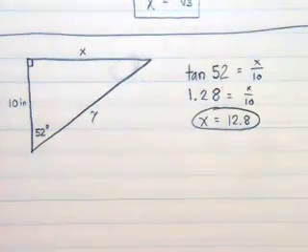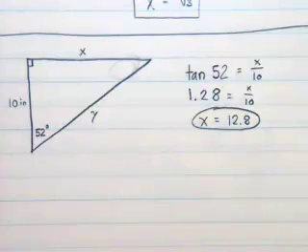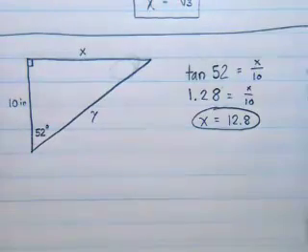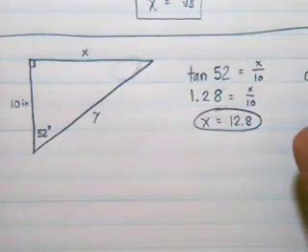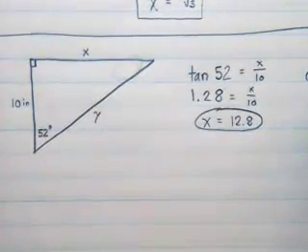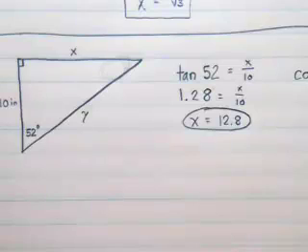All right. Can somebody give me another equation for finding y? Want to do the cosine? Okay. So the cosine of 52 equals what? 10 over y.